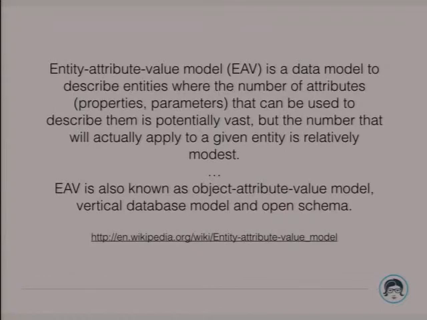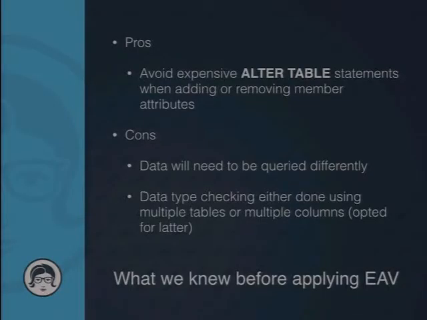So this data model basically lets us avoid doing the alter table statements and lets clients add and remove attributes they want to track, which would result in simpler insert, update, delete statements. So going into this data model, that was the primary reason we chose it. We wanted to avoid those alter table statements. And we did know up front that we need to query the data differently, and that doing strict type checking would be a little bit harder, like making sure strings are strings, dates look like dates, numbers are really numbers.